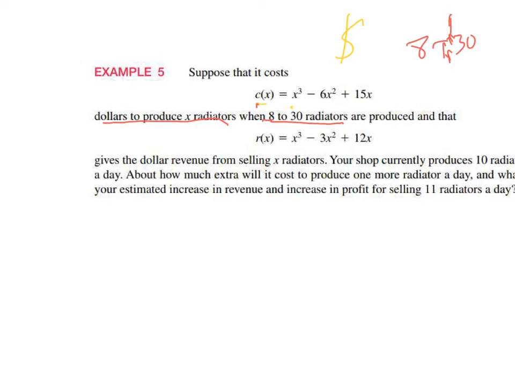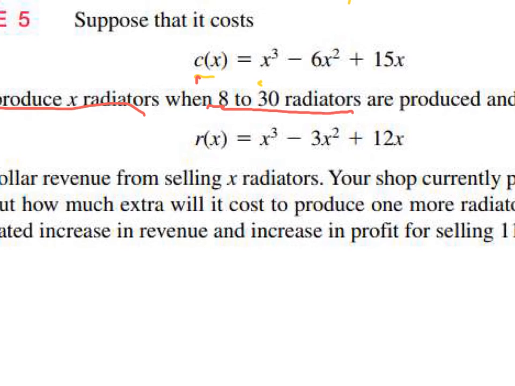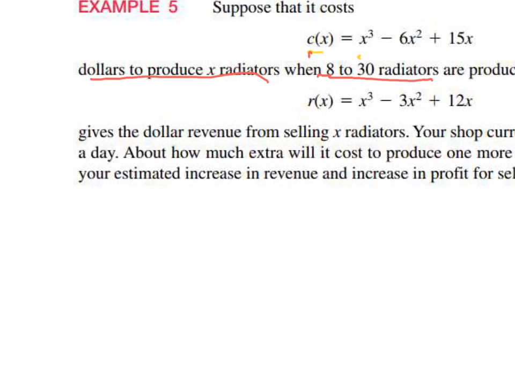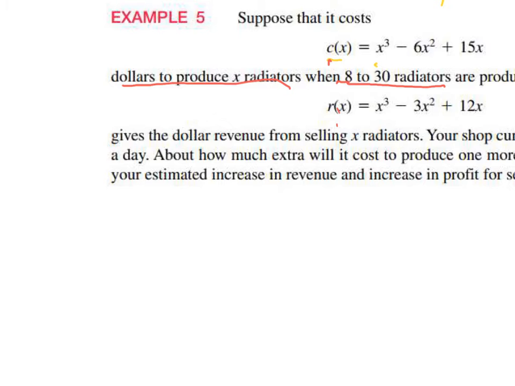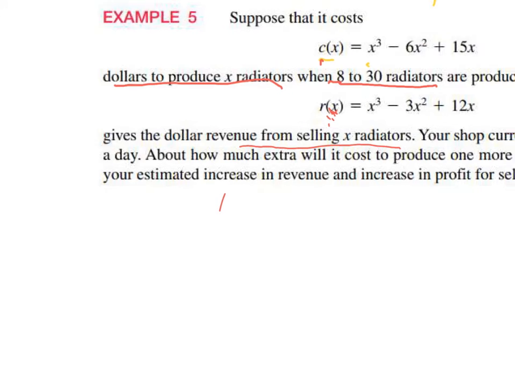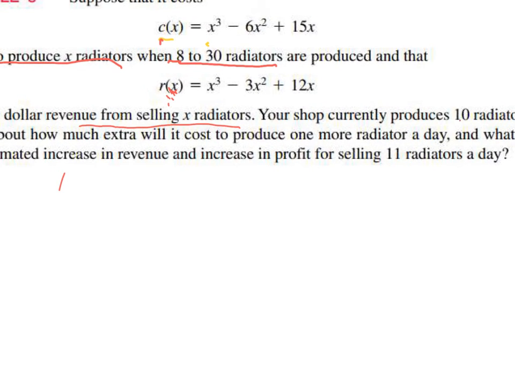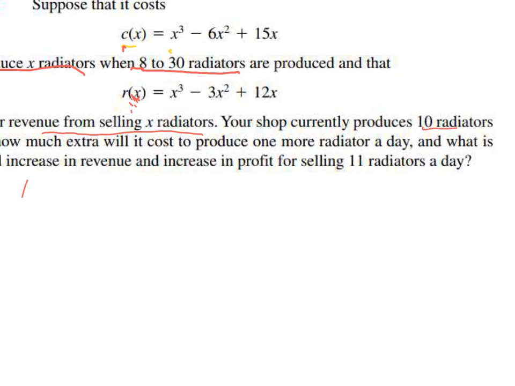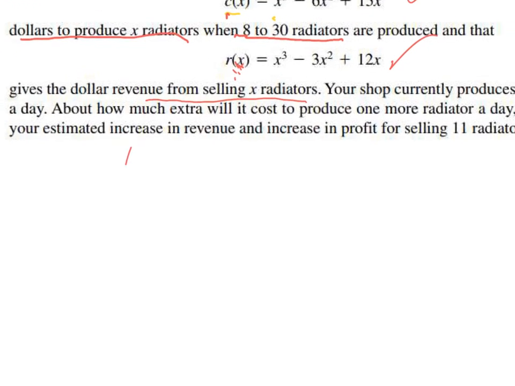R of t, which is x cubed minus 3x squared plus 12x, that's called a revenue. That's the money I make on selling those radiators that are in the range of 8 to 30, given the dollar revenue from selling the x number of radiators. Your shop currently produces 10 radiators. So that's my magic number. My shop currently makes 10. So there's my function for 10. There's my function for revenue for 10.